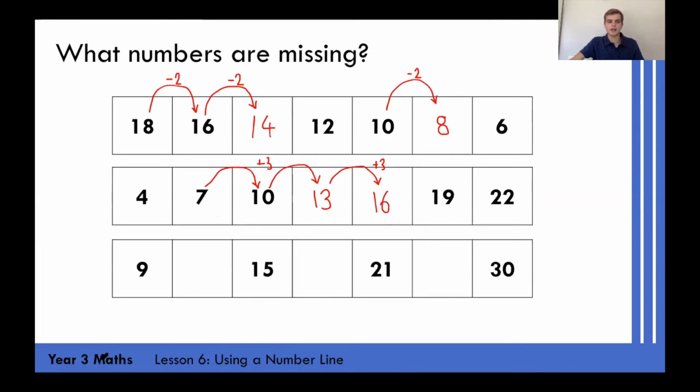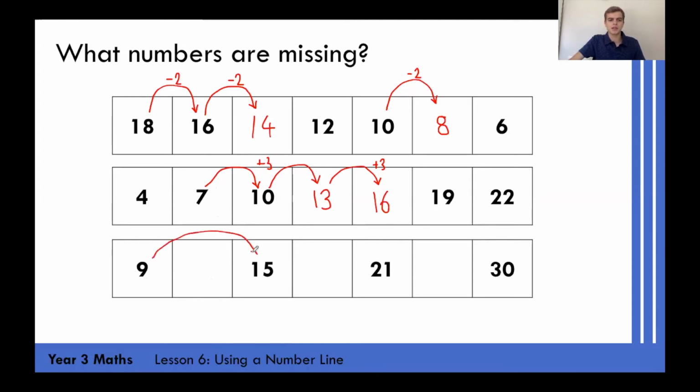Our last one here then, this one's a little bit trickier because we haven't got 2 numbers next to each other. 9, something, 15, something, 21, something, 30. Now this is a bit tricky because there aren't 2 numbers next to each other that we can work out what we're counting in. So we need to jump 2.